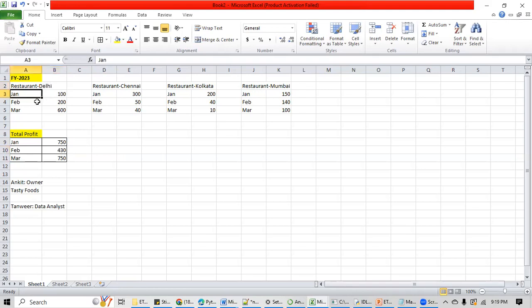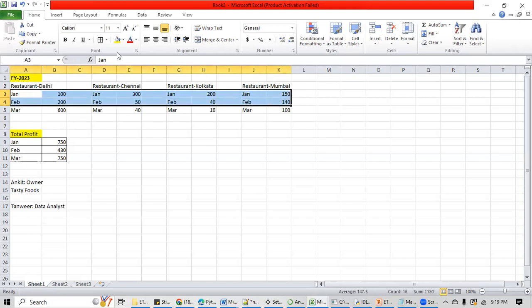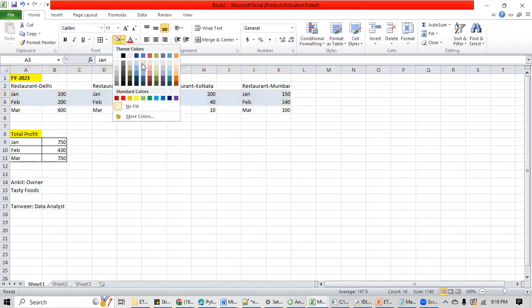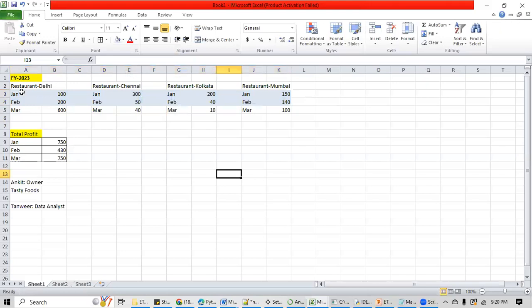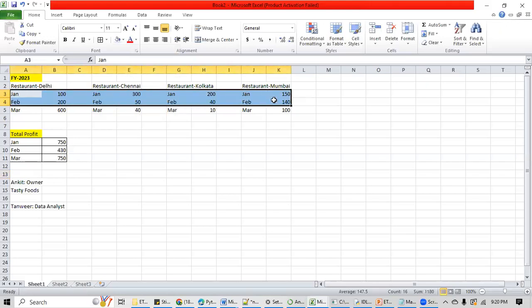In Delhi, what happened? January, it was 100, February, 200. So it means in Delhi, everything is good, right? Chennai, what happened? The sales has decreased drastically from 300 to 50. Kolkata, 200 to 40. Drastically, it has decreased. 150 to 140. Drastically, it is decreased. It means if I'm comparing January and February, how was the condition of the hotel? Tell me, what is the state between January and February?